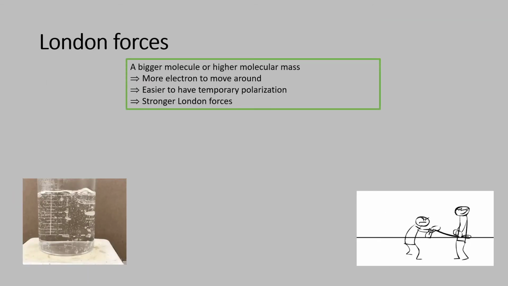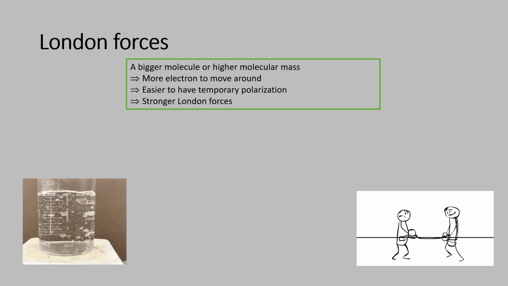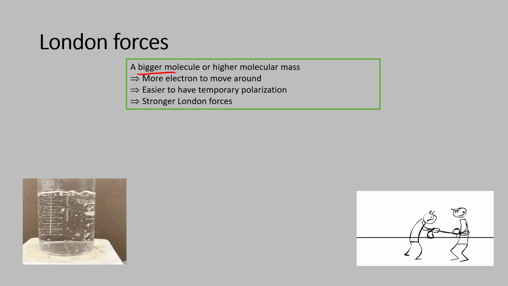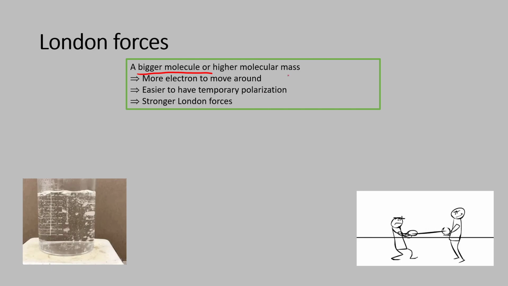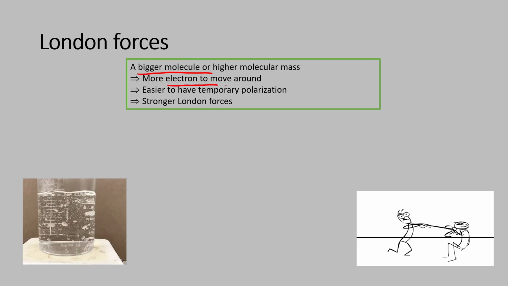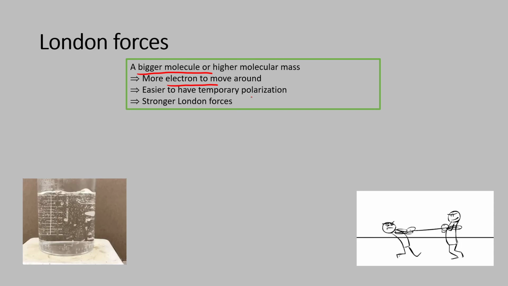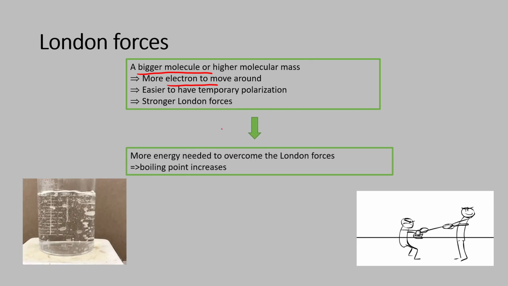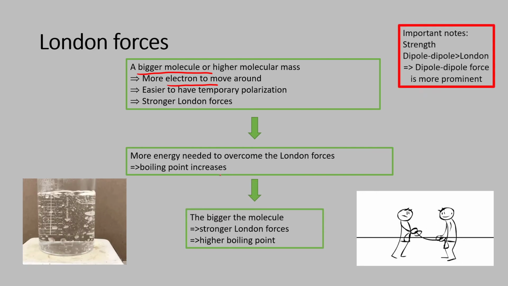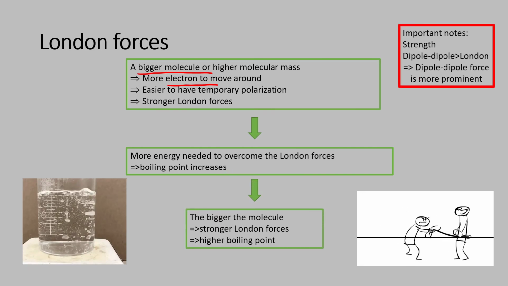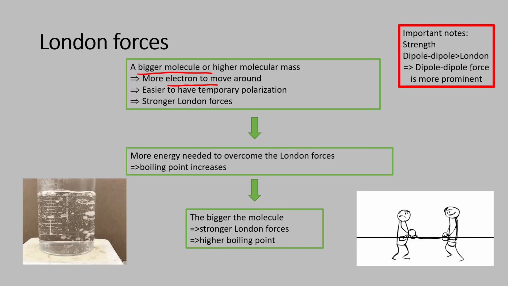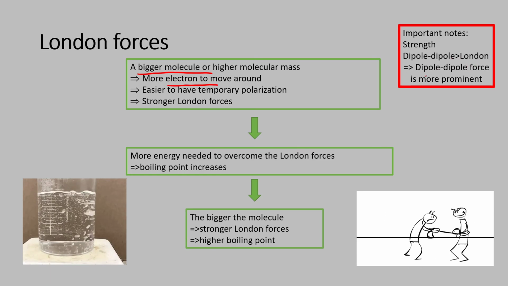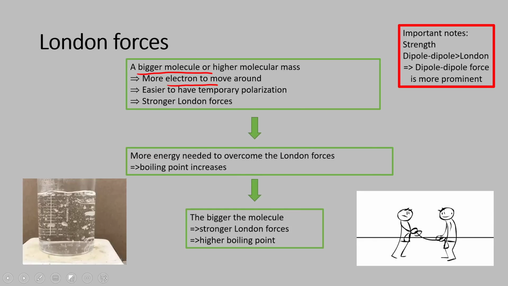Like that. So what affects London forces? Bigger molecules with higher molecular mass have more electrons to move around. So it is easier for them to move, easier to cross borders, easier to go to another atom. So having London forces, that is our point for talking about the boiling point. So like that, London forces are the weakest. Okay, if there is polarity, that's higher.